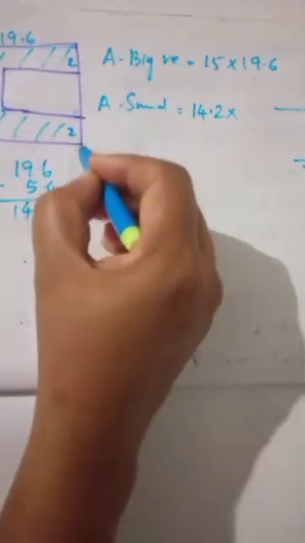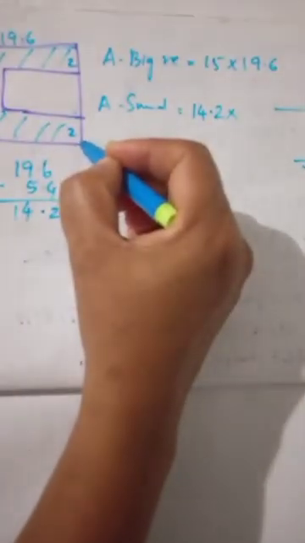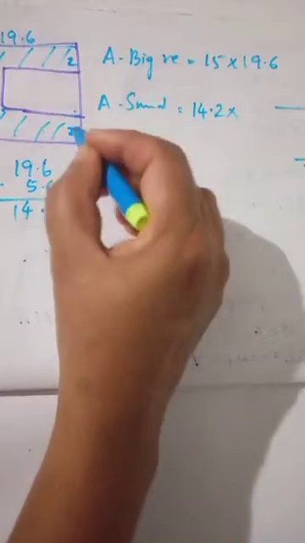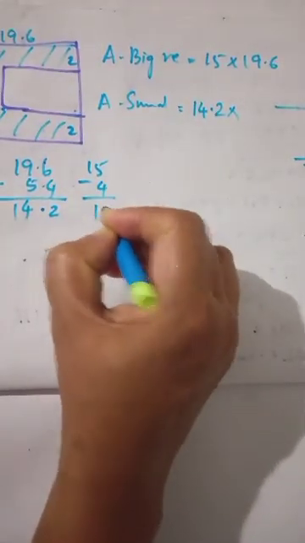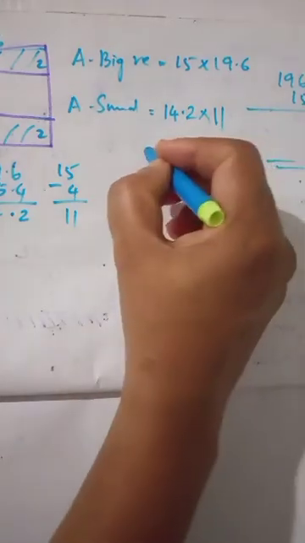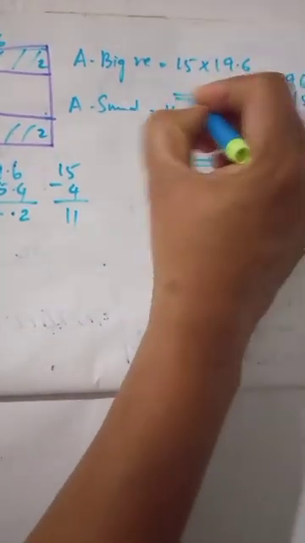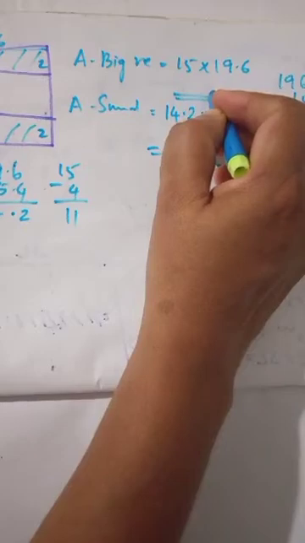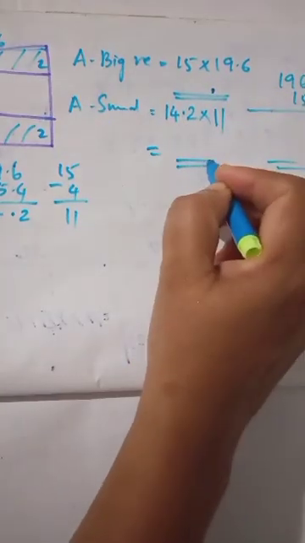Total is 15. Here to here 15. 15 minus 2 minus 2. 15 minus 4 is 11. So 14.2 into 11. Multiply, you will get the answer. Here big rectangle answer minus small rectangle's answer. You will get the answer of the question. Shaded part you will get answer. Okay.